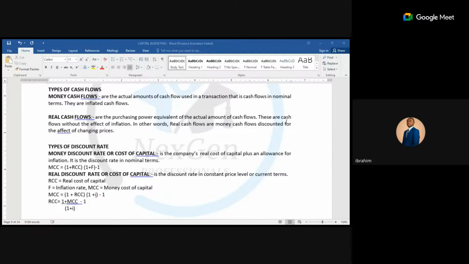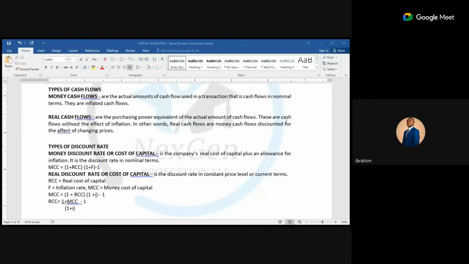Now, when you see in the question that selling price will increase by 5% and variable cost will increase by 6%, when you calculate it, it is what we call money cash flow, because you have considered the inflation. The cash flow that you have is what we call money cash flow.